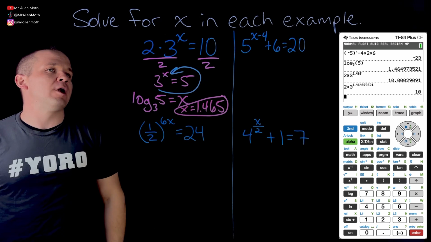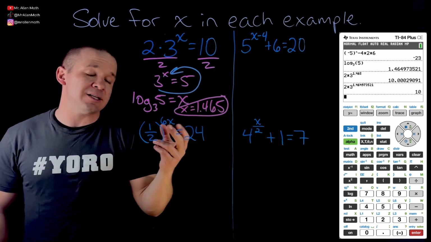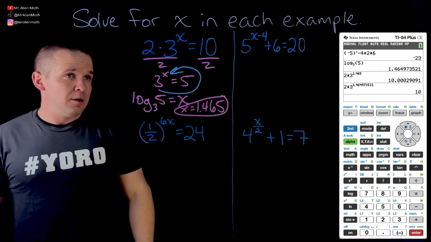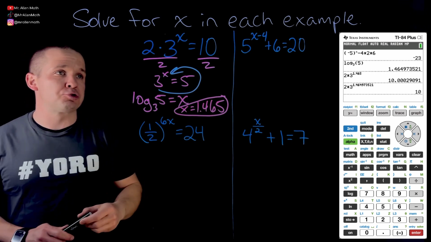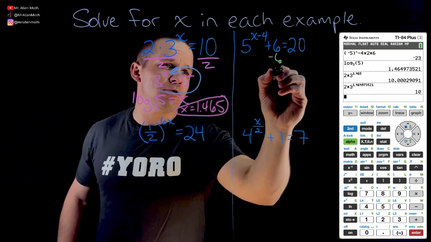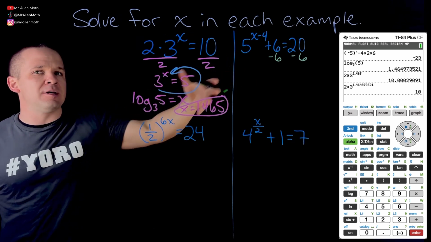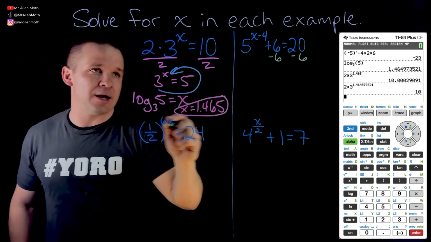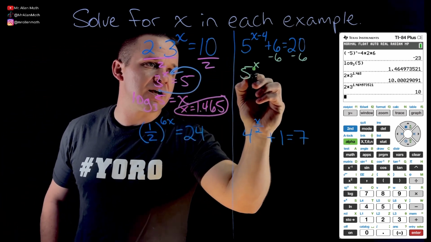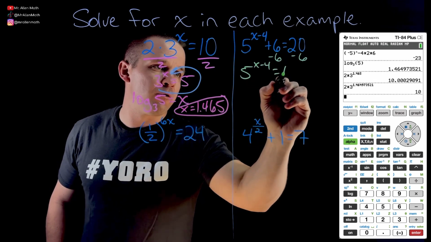All right, next one over here. I have 5 raised to the x minus 4, plus 6 equals 20. So how do we start that one? Well, how about I subtract 6 on both sides first? Again, normal algebra is going to apply here. It's just how we get to the exponent that is a little bit different now that we know logs, right? So we have 5 to the x minus 4 equals 14.